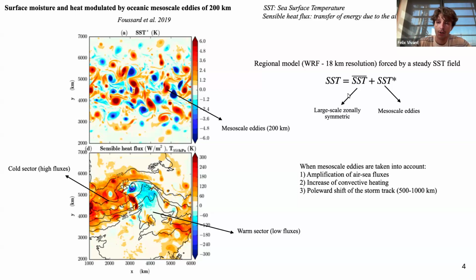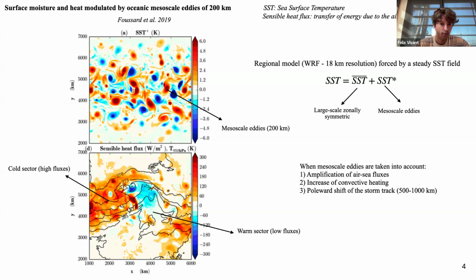This field contains a large-scale zonally symmetric part, so basically cold water in the north and warm water in the south, and mesoscale eddies as well, with a size of typically 200 kilometers. And so they studied the response of storms above those eddies. So you can see a storm here.